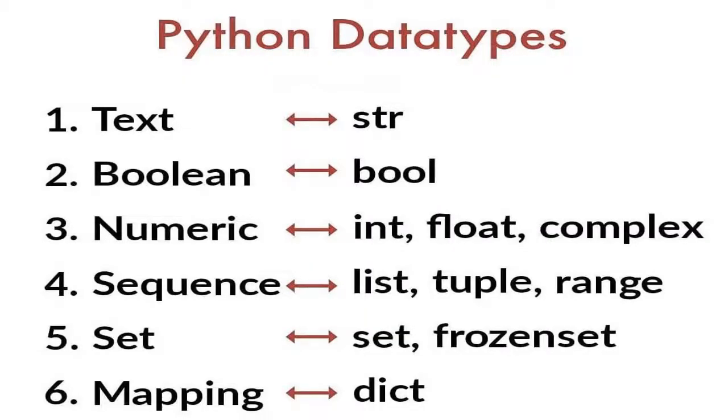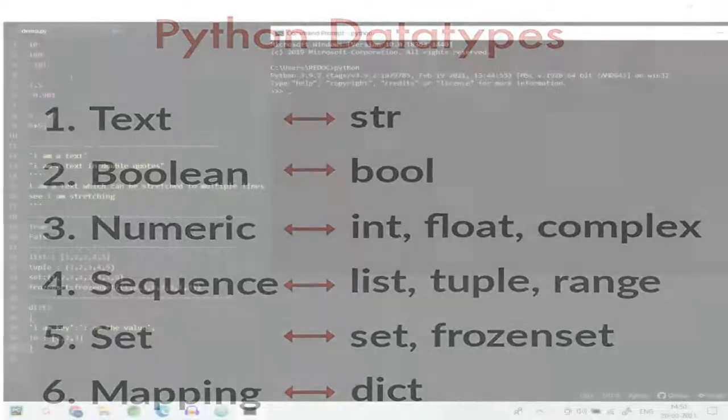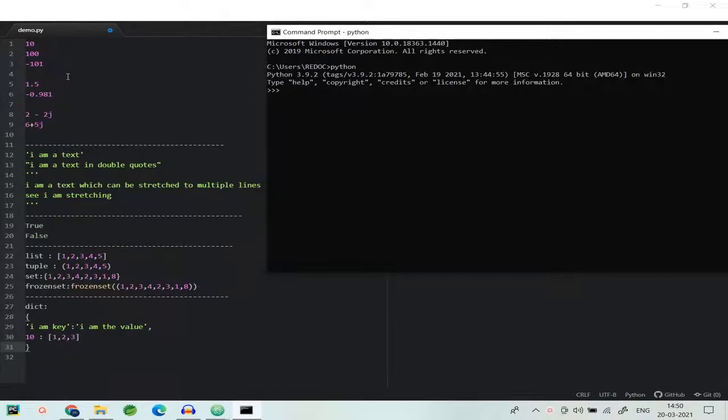So we have text data, we have boolean data, we have numerical data, we have sequence of data, we have set of data, we have mapping of data, right? So we will understand each category and see how it is implemented in the programming world, basically in Python. So here I have listed a lot of values which are there in the real world, and now we will understand which value belongs to which data type, right?